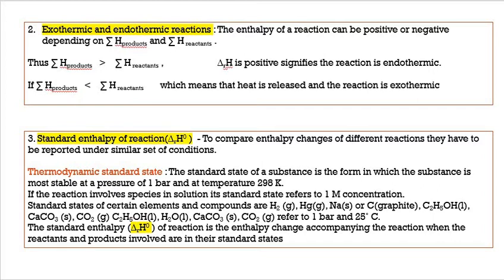Now the standard enthalpy of reaction, which is delta RH naught. To compare enthalpy changes of different reactions, they have to be reported under a similar set of conditions. And what is the thermodynamic standard state? The standard state of a substance is the form in which the substance is most stable at 1 atmospheric pressure or 1 bar pressure and at 298 Kelvin temperature.